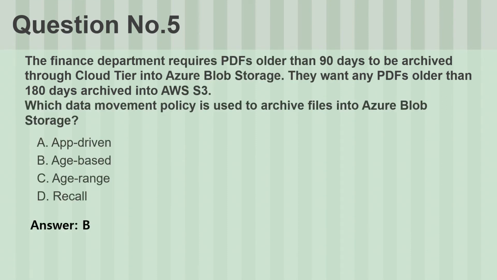Question number 5. The Finance Department requires PDFs older than 90 days to be archived through Cloud Tier into Azure Blob Storage. They want any PDFs older than 180 days archived into AWS S3. Which data movement policy is used to archive files into Azure Blob Storage? A. App-driven. B. Age-based. C. Age range. D. Recall. Answer: B.